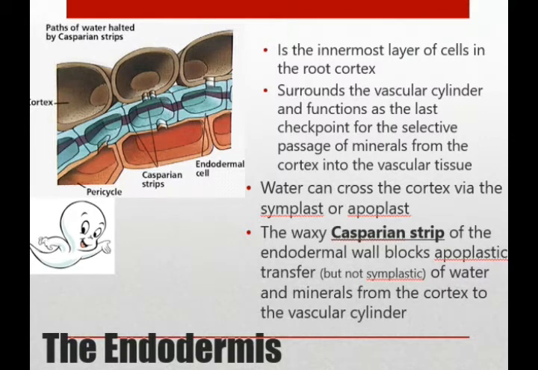It surrounds the vascular cylinder and functions as the last checkpoint for selective passage of minerals from the cortex into vascular tissue. Water can cross the cortex via symplast or apoplast. The waxy Casparian strip of the endodermal wall blocks apoplastic transfer but not symplastic transfer of water and minerals from the cortex to the vascular cylinder.